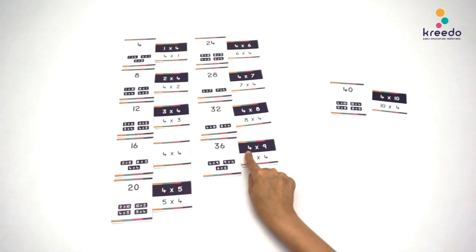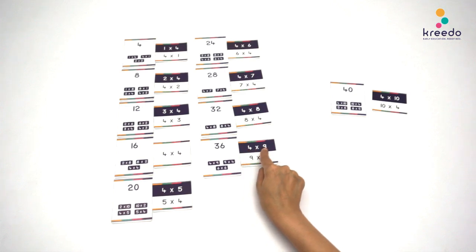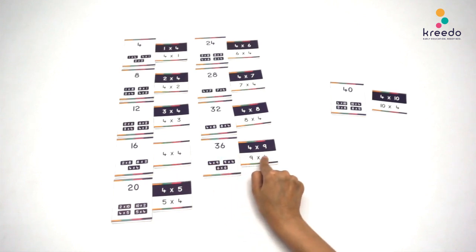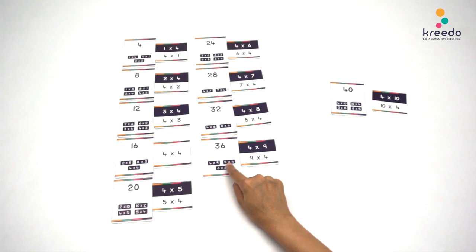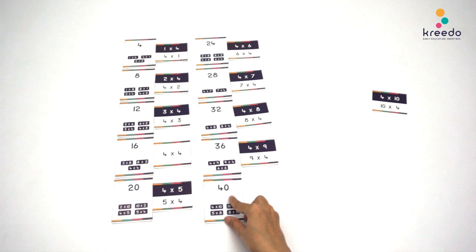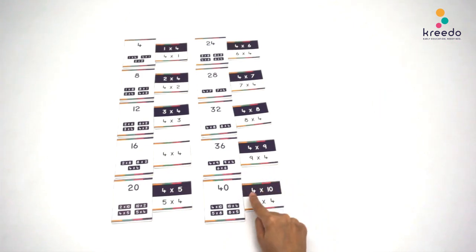Point to the table on the small card, followed by the same on the big card and say 4 into 9, 4 into 9, 9 into 4, 9 into 4 is 36. Pair the next big card and small card in front of the child.